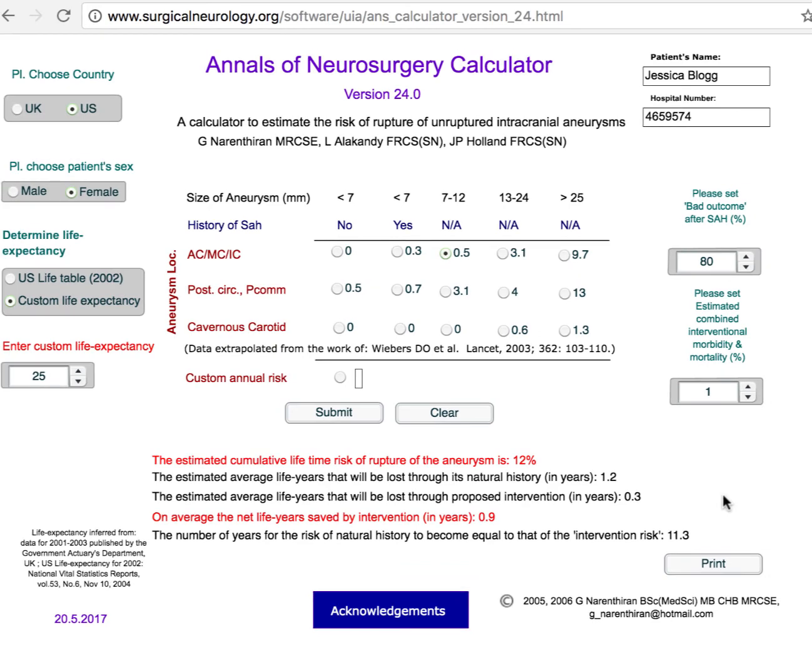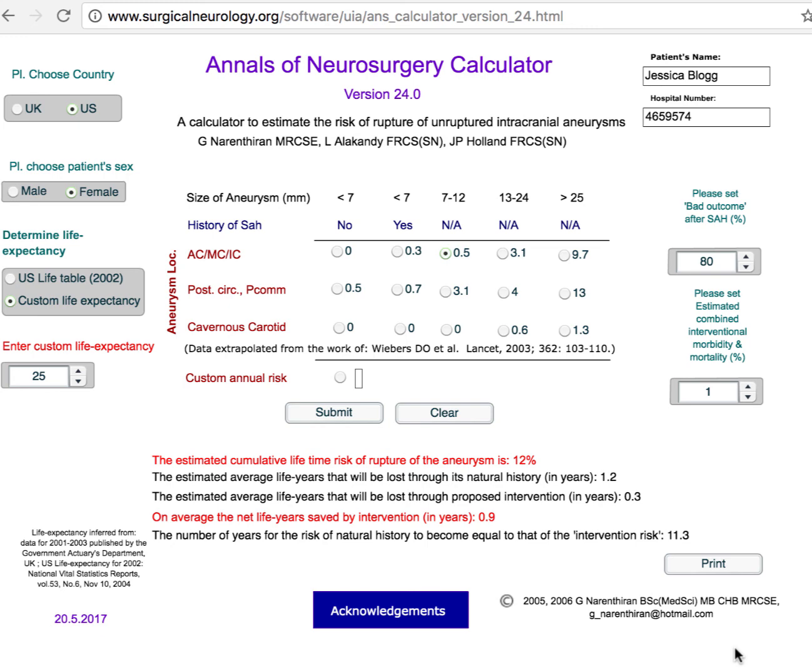So this calculator gives you the facility to change the rates, whether it's ISUIA or custom rates, whether it's life tables of the UK or US or custom years, and you can also dial in the personal complication rate you are expecting for that aneurysm. Also, the natural history doesn't always have a 100% bad outcome. So this is the Annals of Neurosurgery calculator that was developed by me.